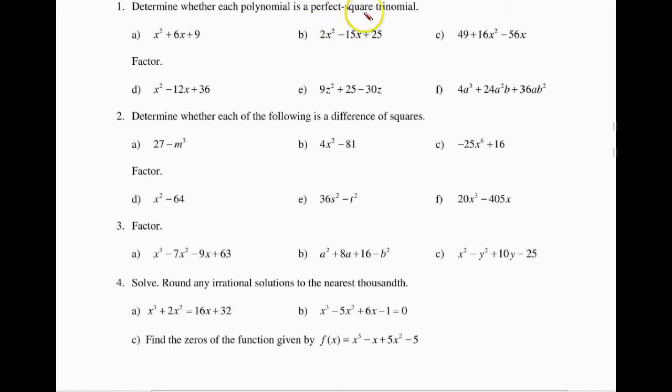Now, why do they want us to determine that? Well, because if they are, they factor very easily. Is the first term a perfect square? Yes. Is this a perfect square? Yes. What's the square root of 9? 3. Double it. Yes. So this works very well here.